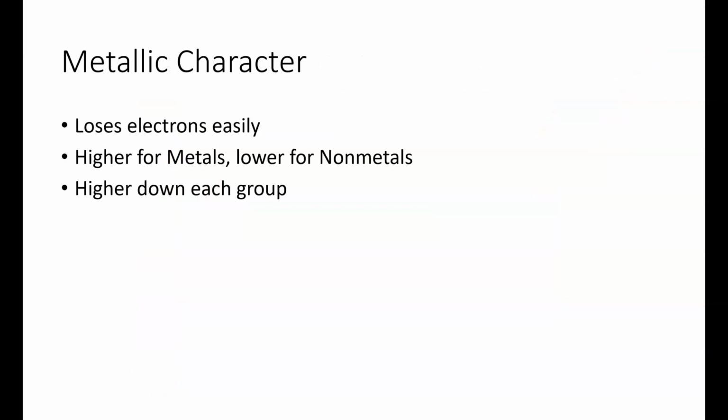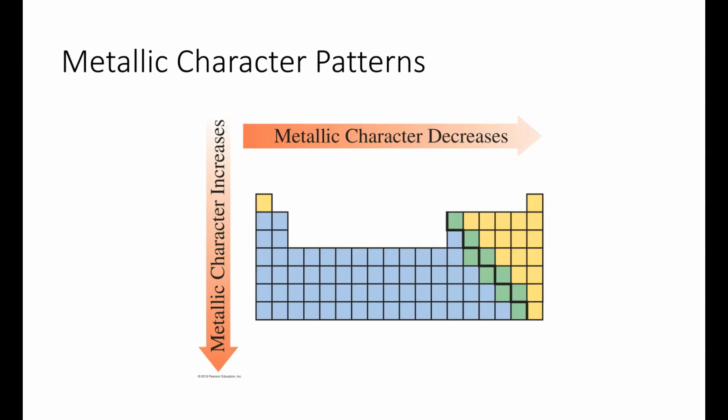Metallic character is essentially about how easily something loses electrons. It's higher for metals, lower for nonmetals, which kind of makes sense for something called metallic character, and it's higher down each group. So this pattern is the same as the pattern for size. The larger an atom is, the more metallic character it has.